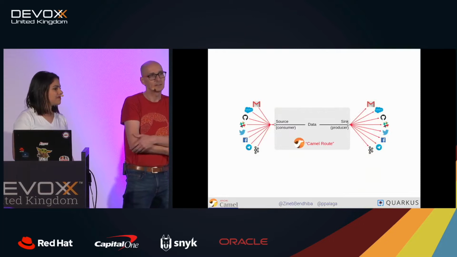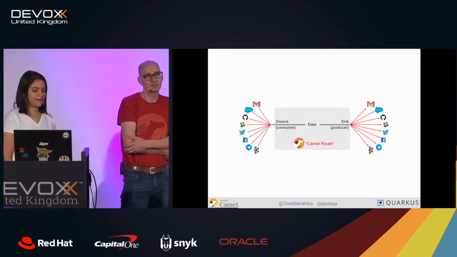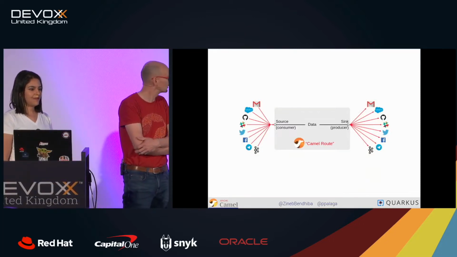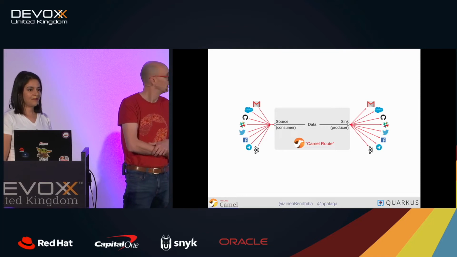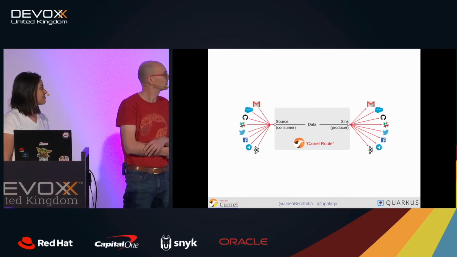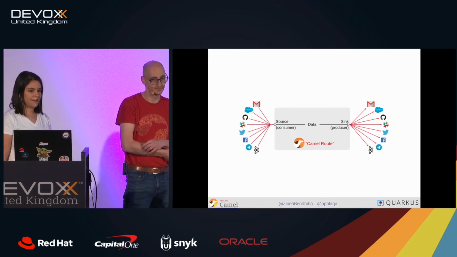More technically, what Apache Camel does is implementing so-called routes. Those routes take data from some source system that is sometimes also called consumer and push them into some sink system that is sometimes also called producer. Okay?